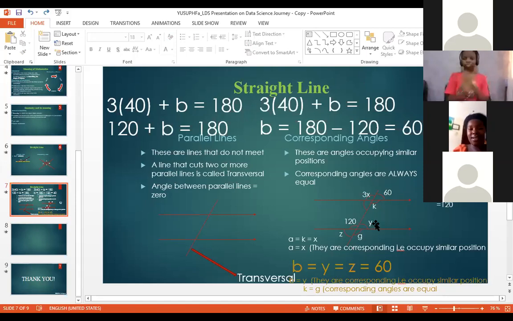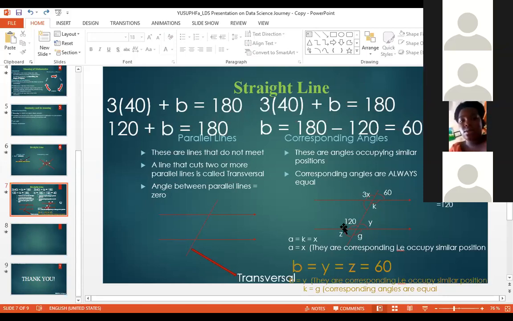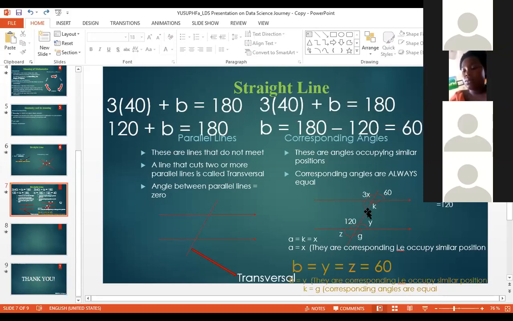So this is because Y plus 120 are on the same straight line and they are 180. Z plus G are also on that same straight line. So the bottom now, that's another 180. So 180 to the top plus 180 to the bottom is what? 360 degrees. That's one method.